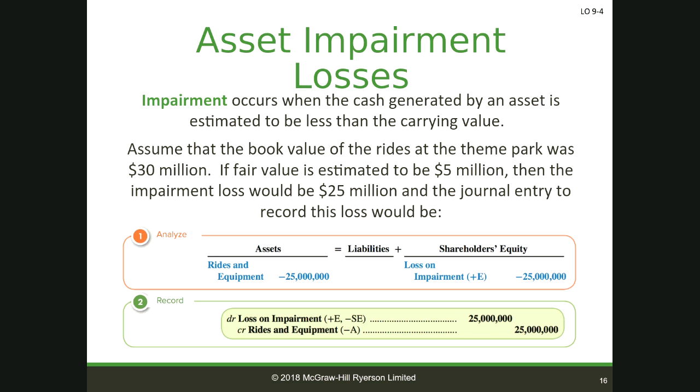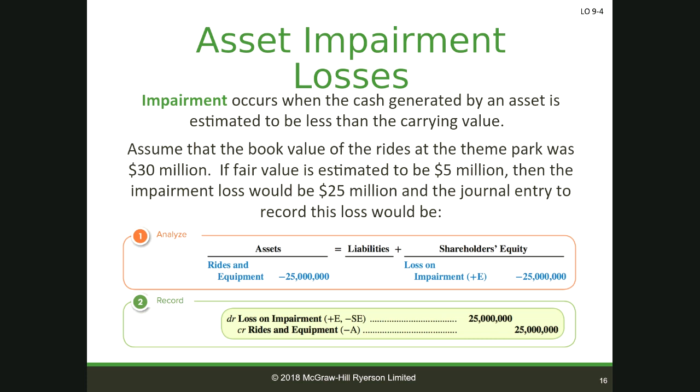So we can look at it different ways with the basic accounting equation here, right? Assets equals liabilities plus equity. So if we reduce the book value of the asset, that means the rides and equipment on the balance sheet is going to be reduced by $25 million. That's why there's a negative sign there. Under shareholders' equity, the loss on impairment is part of our net income calculation for the period. And we know net income gets closed out to retained earnings.